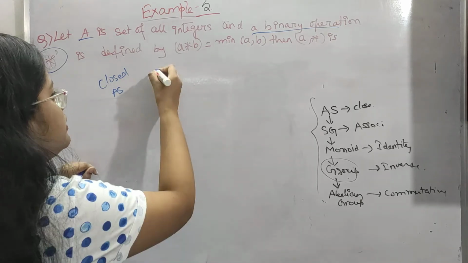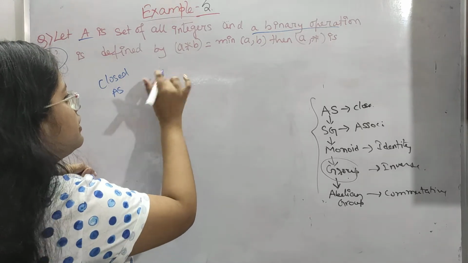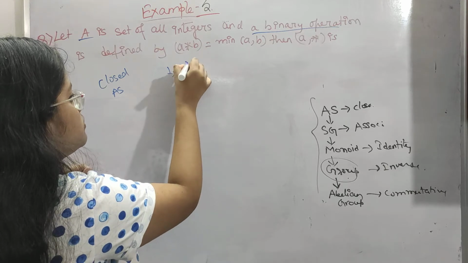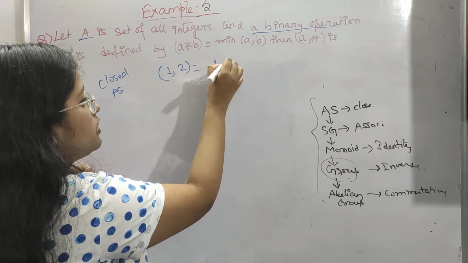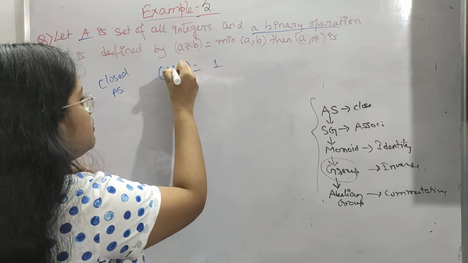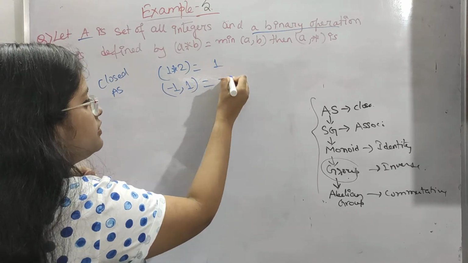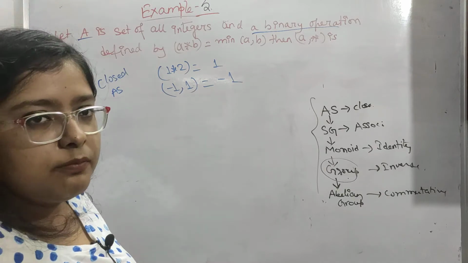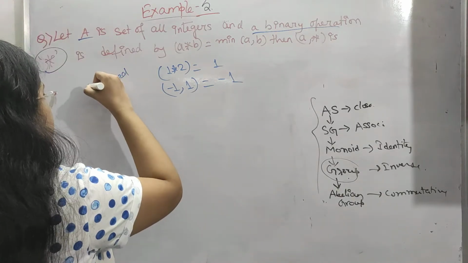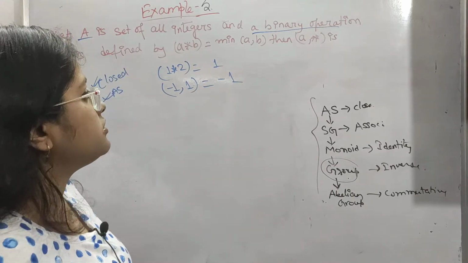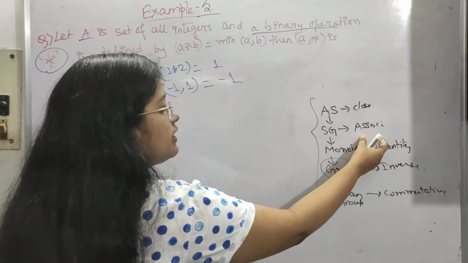We can check anything, like 1, 2. The minimum will be 1. Let's write it down like this: -1, 1. The minimum of this is -1. So for anything, it will be closed anyway. So this is closed, and this is an algebraic structure. Next we have to find if it is associative or not.